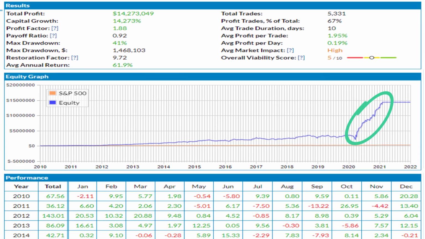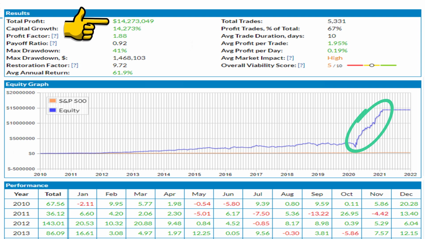Overall, the strategy saw a compounded return of over $14 million, equating to growth of over 14,000% from a total of over 5,000 trades. The maximum drawdown was 41%, but the average annual compounded return for the 10 years was a very respectable 62%. The win rate was 67%, and the average hold time was 10 days.